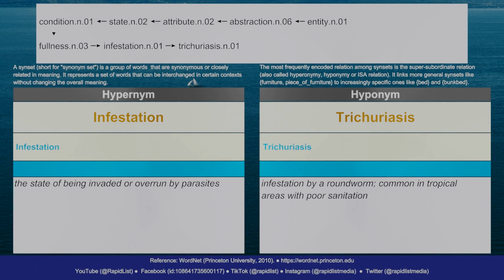Trichuriasis. Infestation by a roundworm, common in tropical areas with poor sanitation. Trombiculiasis. Infestation with chiggers.